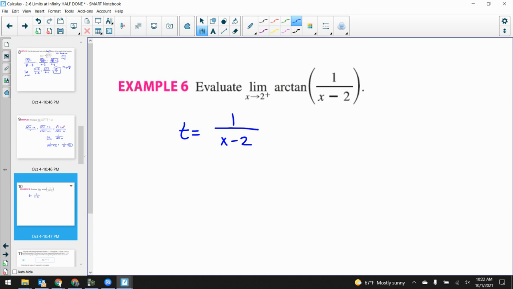Do you see how this is kind of like a function within another function? This is almost like a composition. I have that 1 over x minus 2 within arctangent of x. So what I'm going to do is simplify things, and say that 1 over x minus 2 is just t. So let me ask you this: what is the limit as x goes to 2 from the positive side of 1 over x minus 2? What is that going to equal?